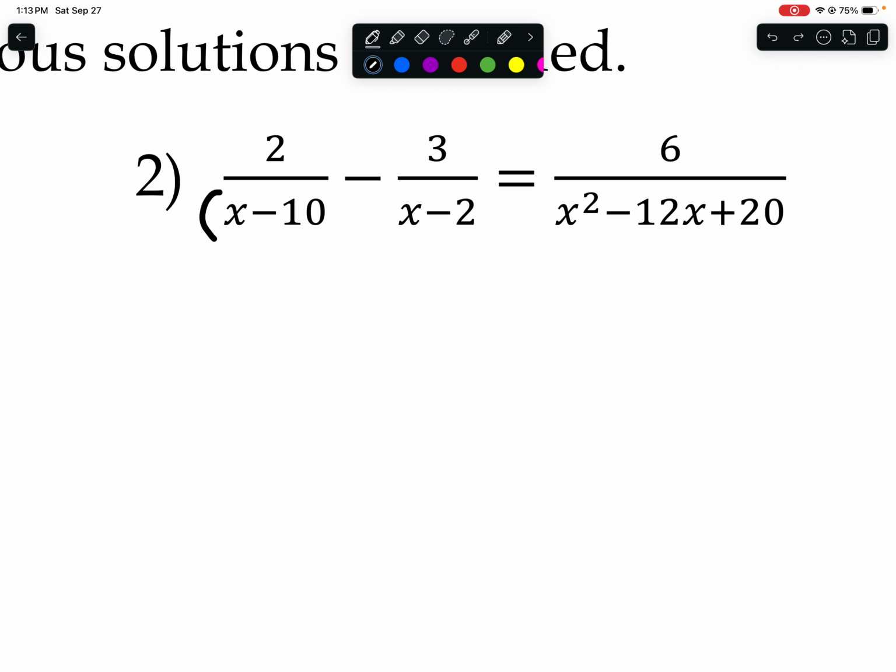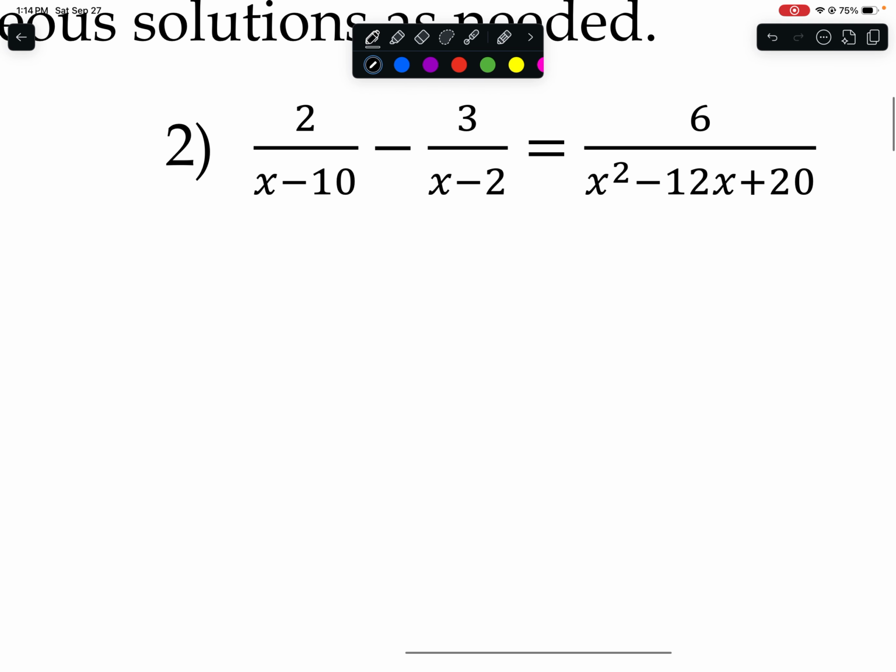minus 2. So whenever we get a case like this, I need to have an x minus 2 times x minus 2 on the left rational, and then I need to multiply by an x minus 10 over an x minus 10 on the right rational. That's how I'm going to get a common denominator in this case.